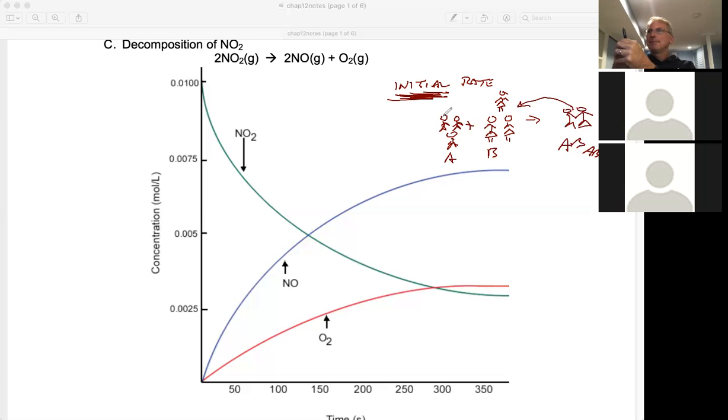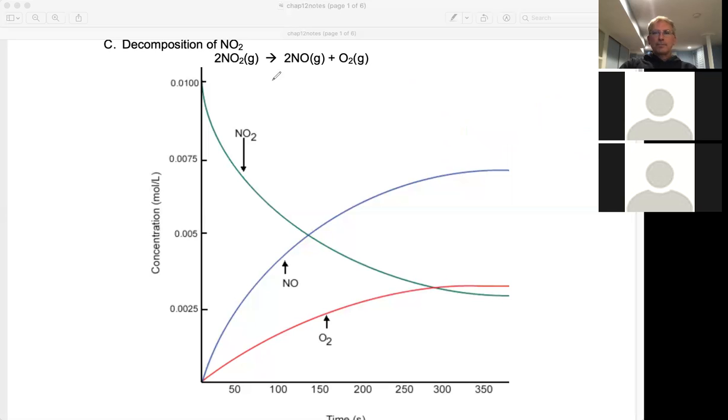A good percentage? None. Other way, almost zero. Almost none of the chemicals have formed. So let me show you this another way.